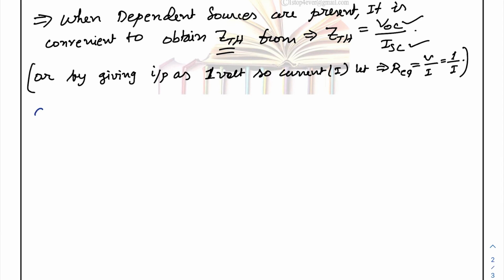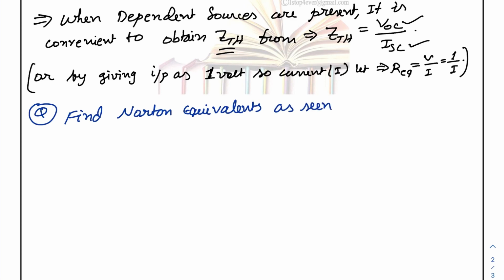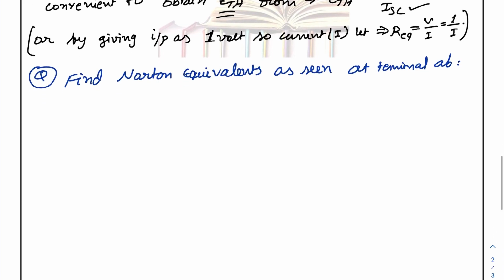Okay, so question number 1 is that find Norton equivalents as seen at terminal AB के अक्रॉस, जो नॉर्टन इक्विवेलेंट होगा, that we need to find out. So let this be your current source.